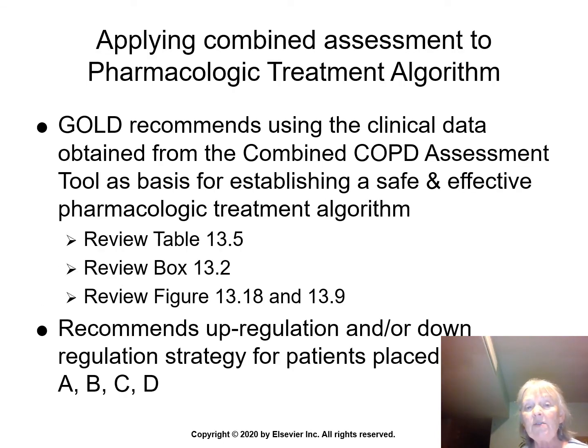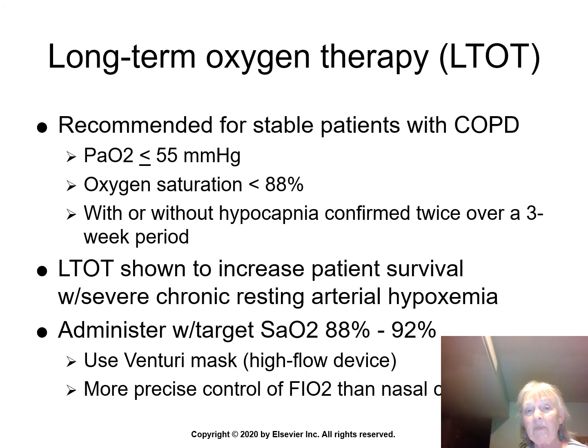And then there's different things that we can look at to see where this patient is. Long-term oxygen has been known to increase your life because it actually does help you. You get over some of that hypoxemia. How do you qualify for it? Your PaO2 is less than 55 millimeters of mercury at this particular point, which means it's moderate hypoxemia, oxygen saturation less than 88%, okay? And you can see that it's with or without hypercapnia, confirmed twice over a 3-week period, okay?